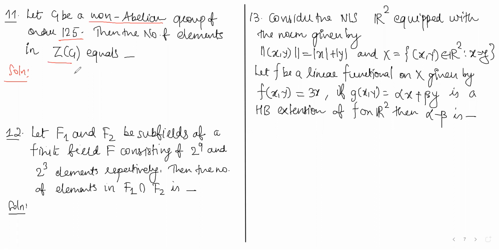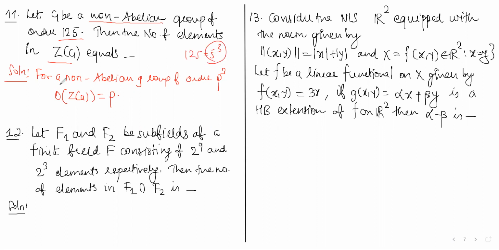G. Okay, for a non-abelian group, we know one result: for a non-abelian group of order p cube, the number of elements, that is the order of the center of G, is equal to p. So if we compare, 125 is nothing but 5 cube. So for a non-abelian group G of order p cube, its center must have 5 elements. So the answer is 5. It was just a one-liner problem.